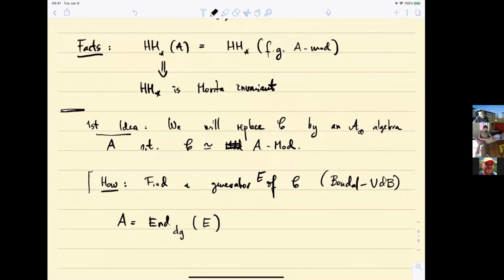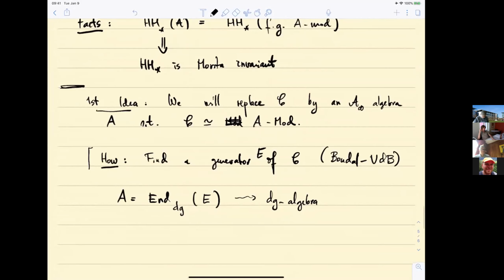So this is now a DG algebra, which it's easy to prove that it's equivalent. The fact that E was a generator makes it easy to prove that this DG endomorphisms of E is Morita equivalent to the original category. And then the next step, this is a DG algebra in the sense that it has a differential and multiplication. We don't really like that. It's infinite dimensional in general.